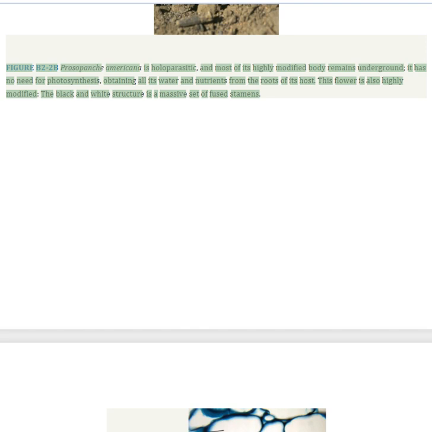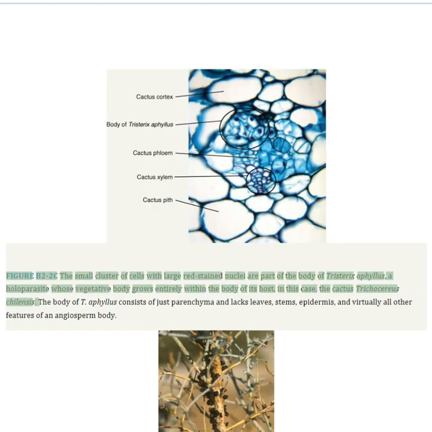This flower is also highly modified. The black and white structure is a massive set of fused stamens. Figure B22c: The small cluster of cells with large red stained nuclei are part of the body of Tristerix aphyllus, a holoparasite whose vegetative body grows entirely within the body of its host, in this case, the cactus Trichocereus chilensis.